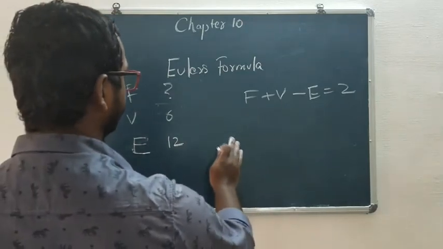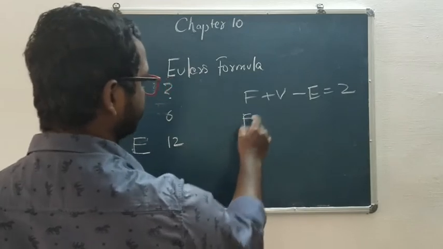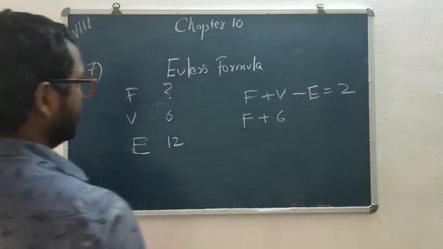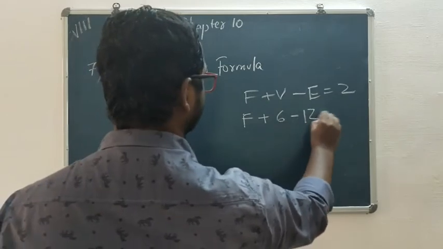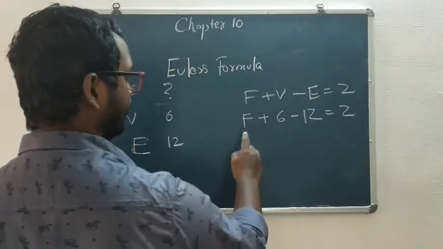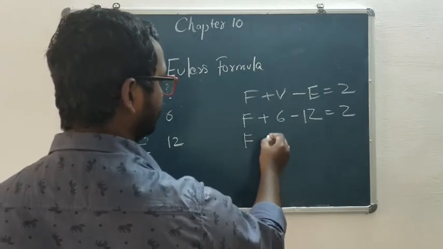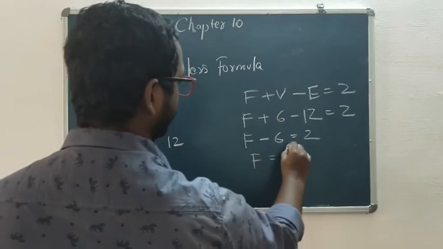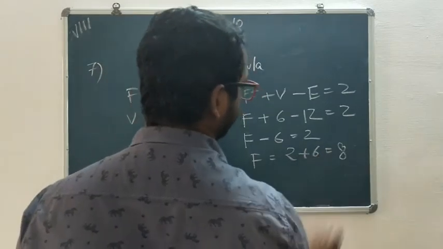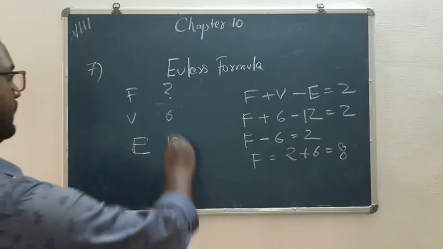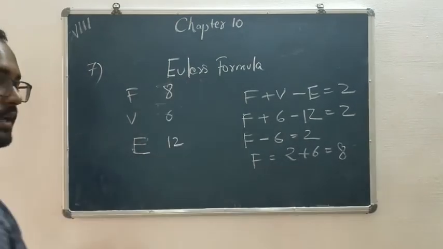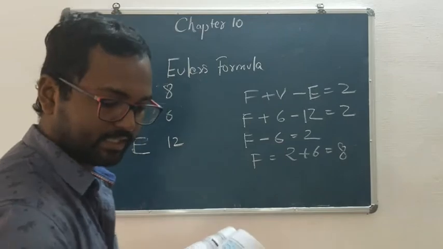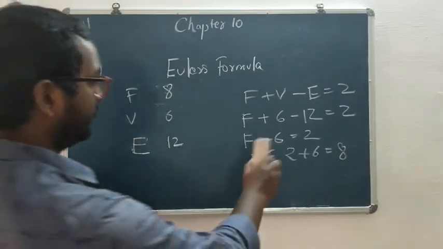Now let's solve it. Faces, how many faces are there? It's not given, so let's keep that as F only. This is what we have to find. Plus V, how many are there? 6. Edges, how many are there? 12. We will keep that 2 as it is. F plus 6 minus 12 gives minus 6 is equal to 2. F is equal to 2 plus 6, 8. So remember, the answer is 8, which means if you have 8 faces, 6 vertices and 12 edges, that is going to be a polyhedron. Let's verify that.